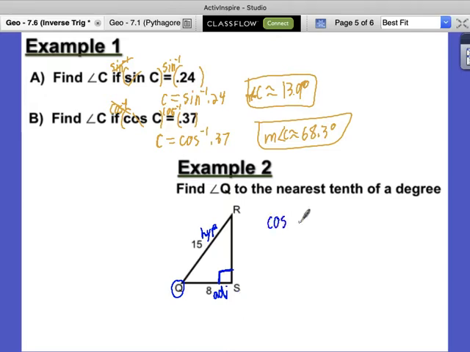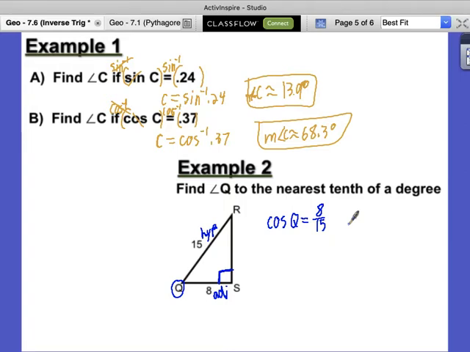So we're going to still set this up. Cosine of an angle. In this case, what angle are we dealing with? Q. We don't know the measure yet. We're just going to call it cosine of angle Q. And that's equal to what? 8 over 15. Adjacent over hypotenuse. So that'd still be the setup. We set it up the same way we would with the trig functions otherwise when we were finding the side length. But now our unknown is an angle versus one of the side lengths.